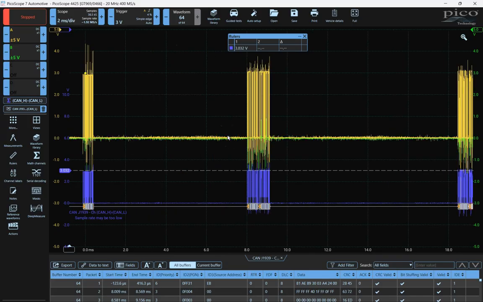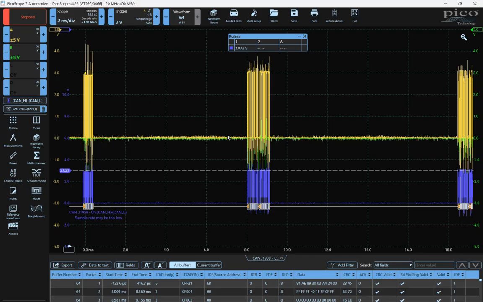But in reality, it is functional. This is a little different with active termination. We'll take a look at that in some examples maybe later on. But with passive termination, 120 ohm terminating resistors, I cannot short CAN high to ground and have the network work. It will not work. Basically, both CAN high and CAN low get pulled to near 0 volts. However, if I short CAN low to ground, the network with passive termination still is pretty much functional.